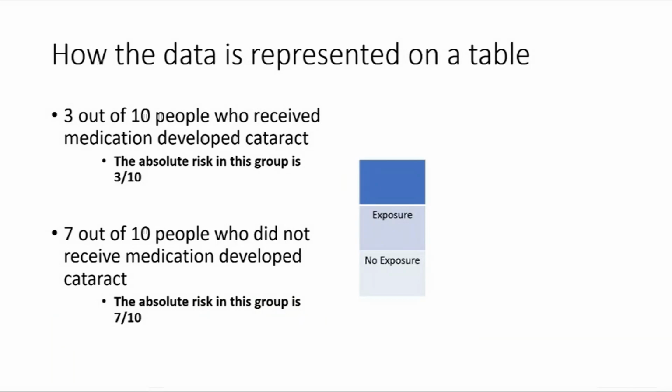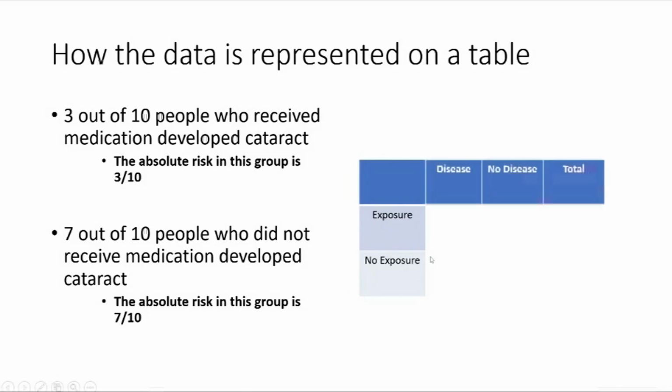Now, how do we represent this information on a 2x2 table? Because this is very important. On the vertical column, we have exposure and no exposure, while on the top row, the horizontal row, you have disease and no disease. This is our 2x2 table. This total is just an addendum. It's not particularly important, but we will use it here in this example. But what is critical here is exposure, no exposure, disease, no disease.